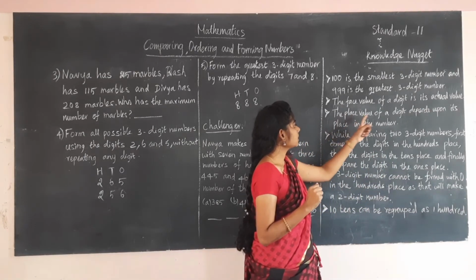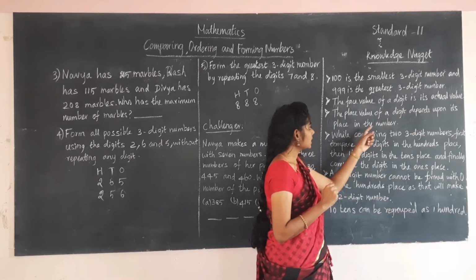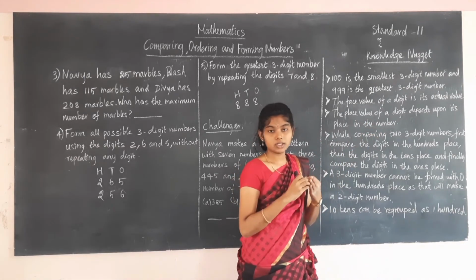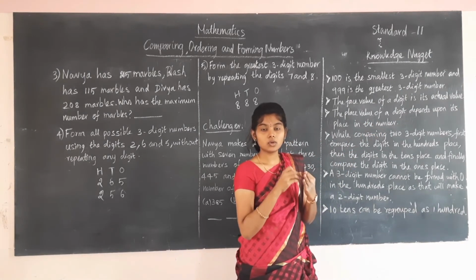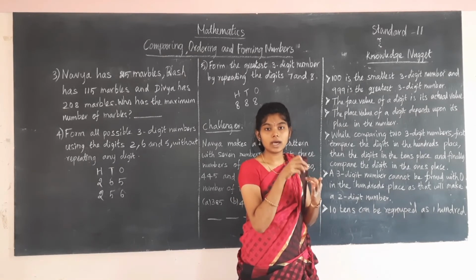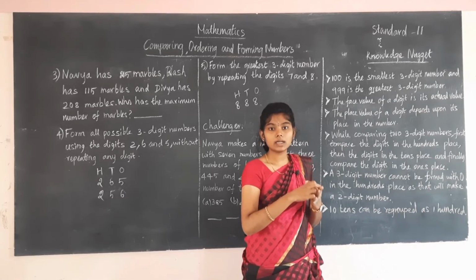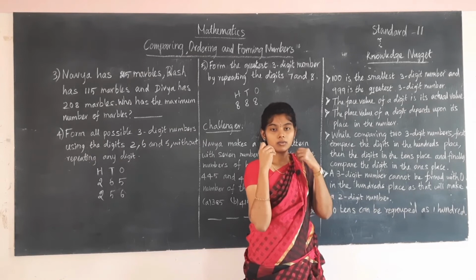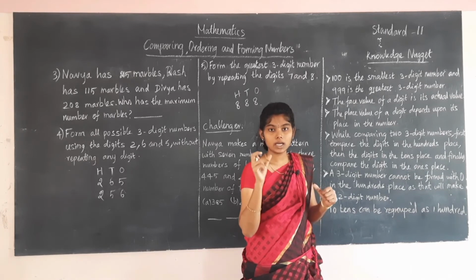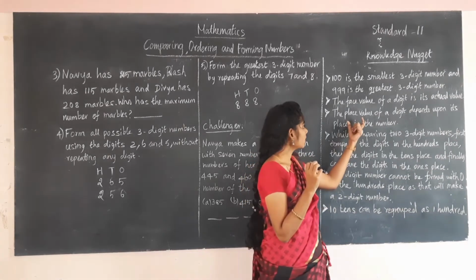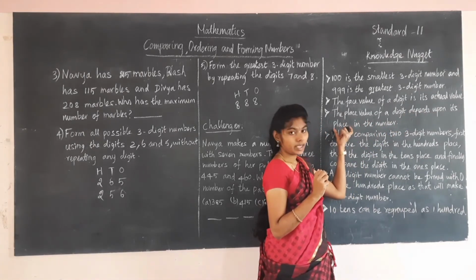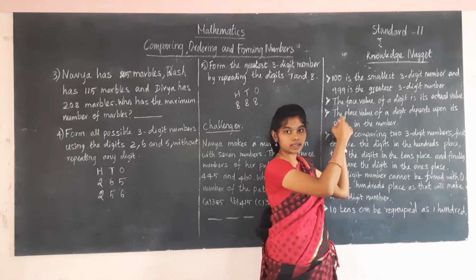And the next one is the place value of a digit depends upon its place in the number. For a 3-digit number we go up to the hundreds place. Where the digit is placed, that gives the place value. If there is 3 in the hundreds place, we say 3 hundreds. You can write it in words as 3 hundreds, or numerically as 300. So the place value of a digit depends upon its place in the number.